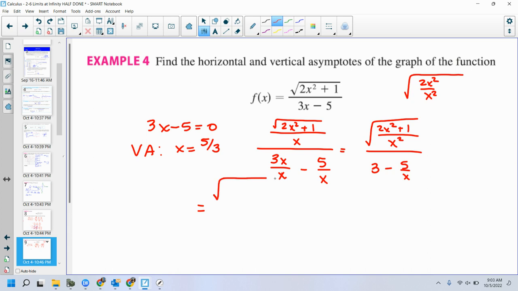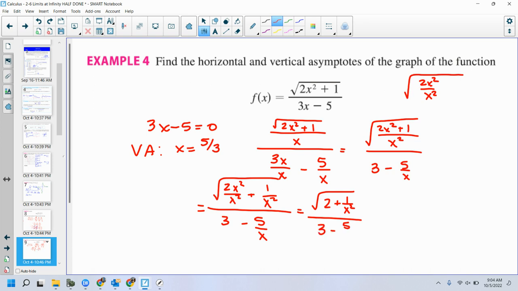Now, what does that mean? Well, I've got to do 2x squared over x squared plus 1 over x squared. Yeah, you can split it up like that. I'm just making the common denominators over 3 minus 5x, 3 minus 5 over x. And that will become the square root of 2 plus 1 over x squared all over 3 minus 5 over x. Now, what's going to happen when I go to plug in infinity?